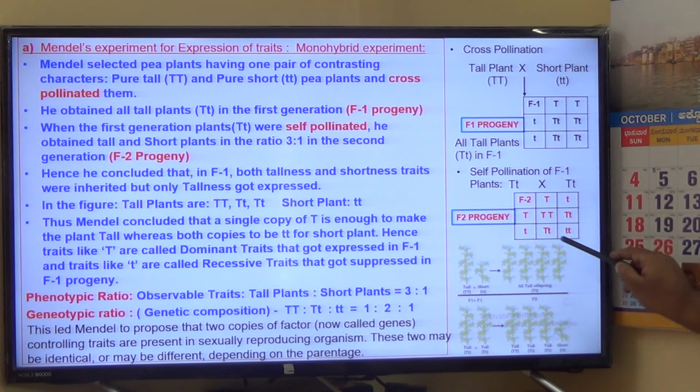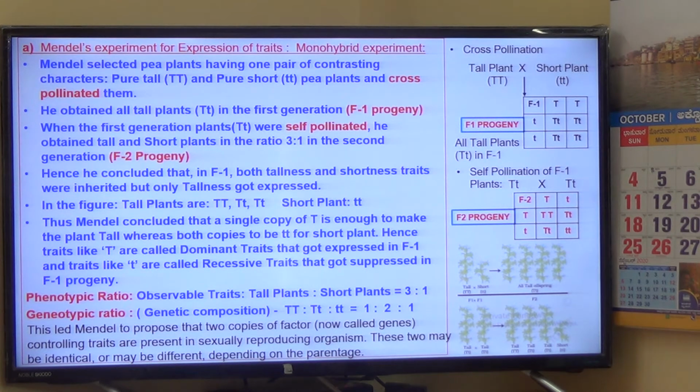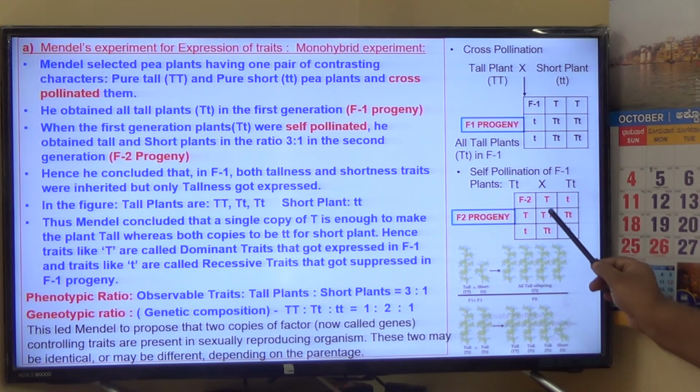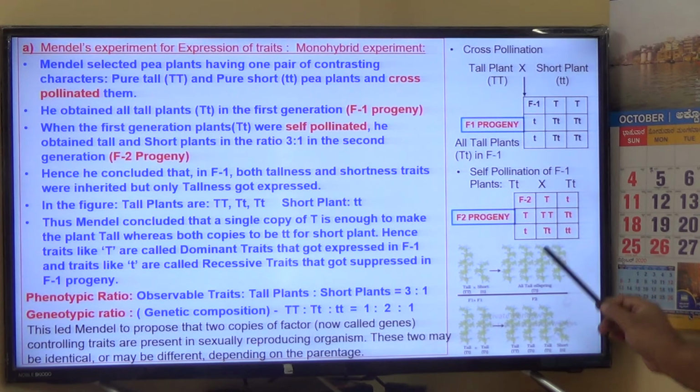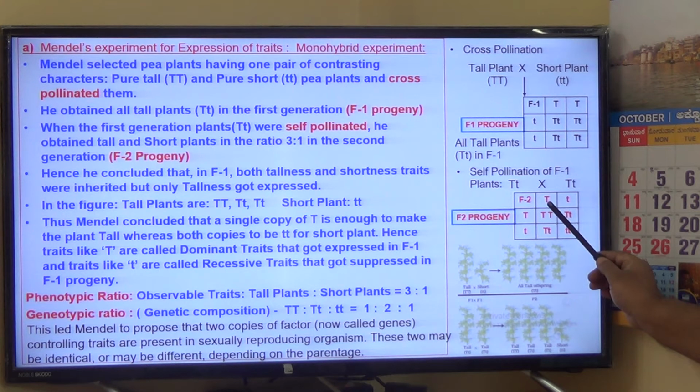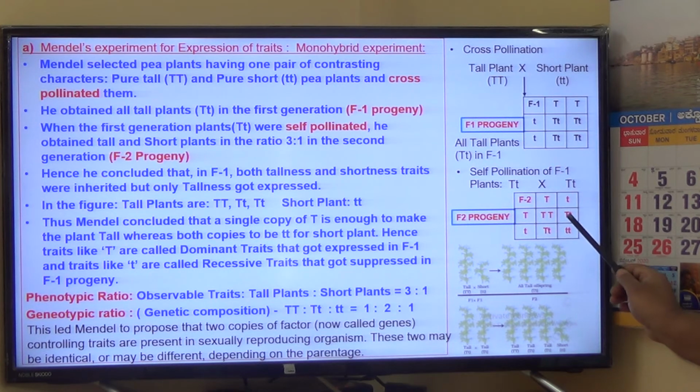We get the result as capital T capital T, capital T small t, capital T small t, small t small t. In this second generation F2 progeny, it was observed that only 25% of the plants were shorter, whereas 3/4 of the plants were taller. That means he finally concluded that only one capital T is enough. Only one copy of capital T is enough to make the plants taller.